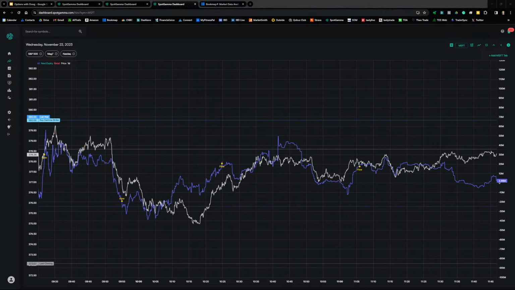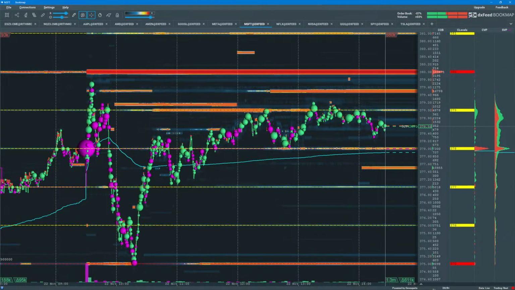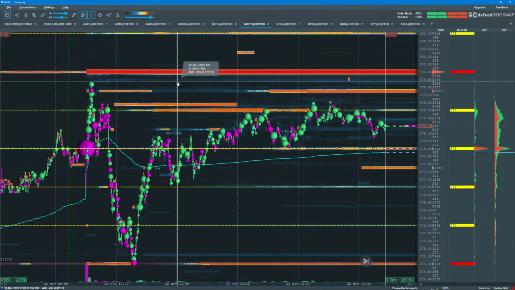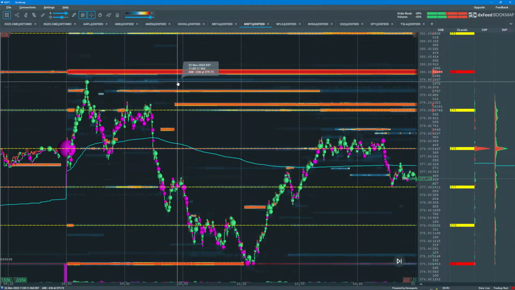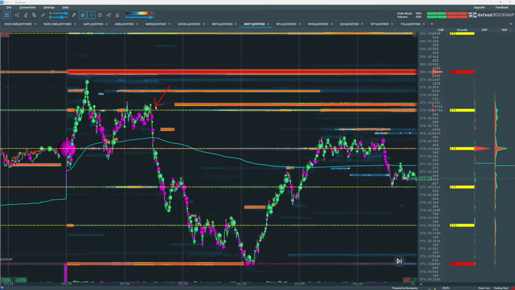Let's go back to Bookmap. Zoom in. There's your divergent short right at 379. Then the divergence long right at 375. This is why I like to mark the round number levels on my chart. They are very often great entry points.